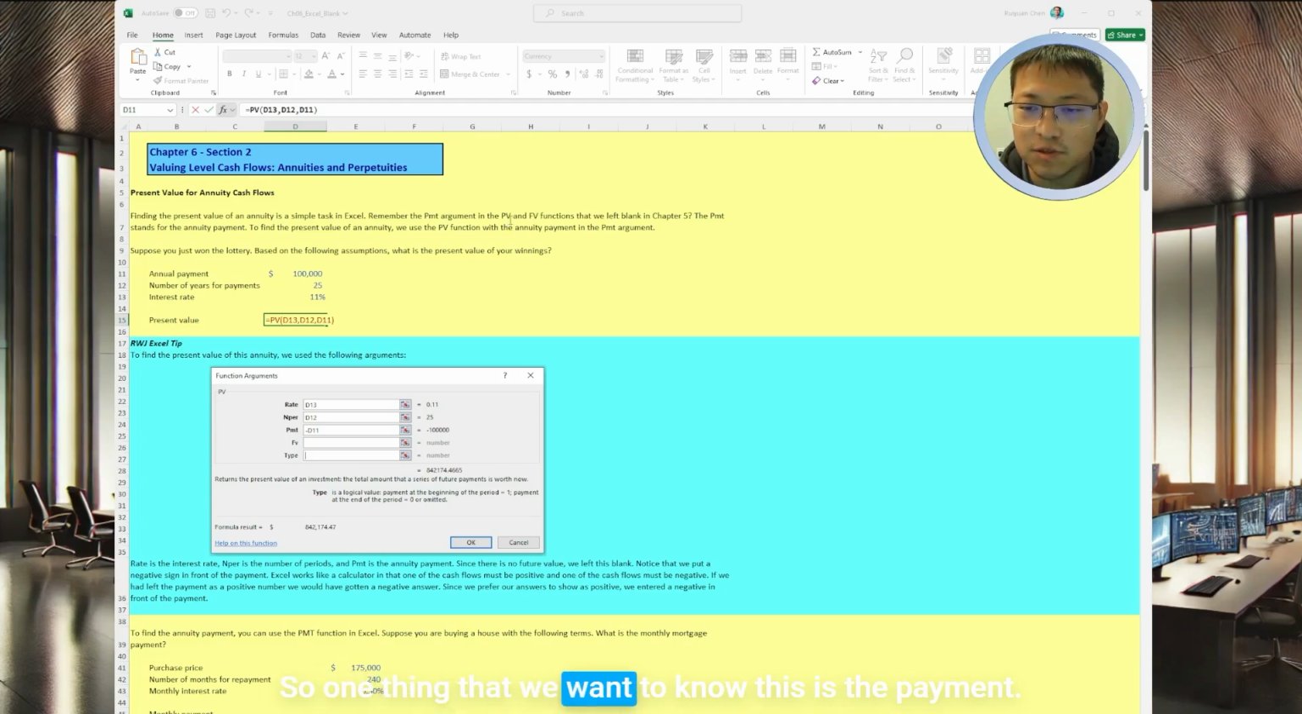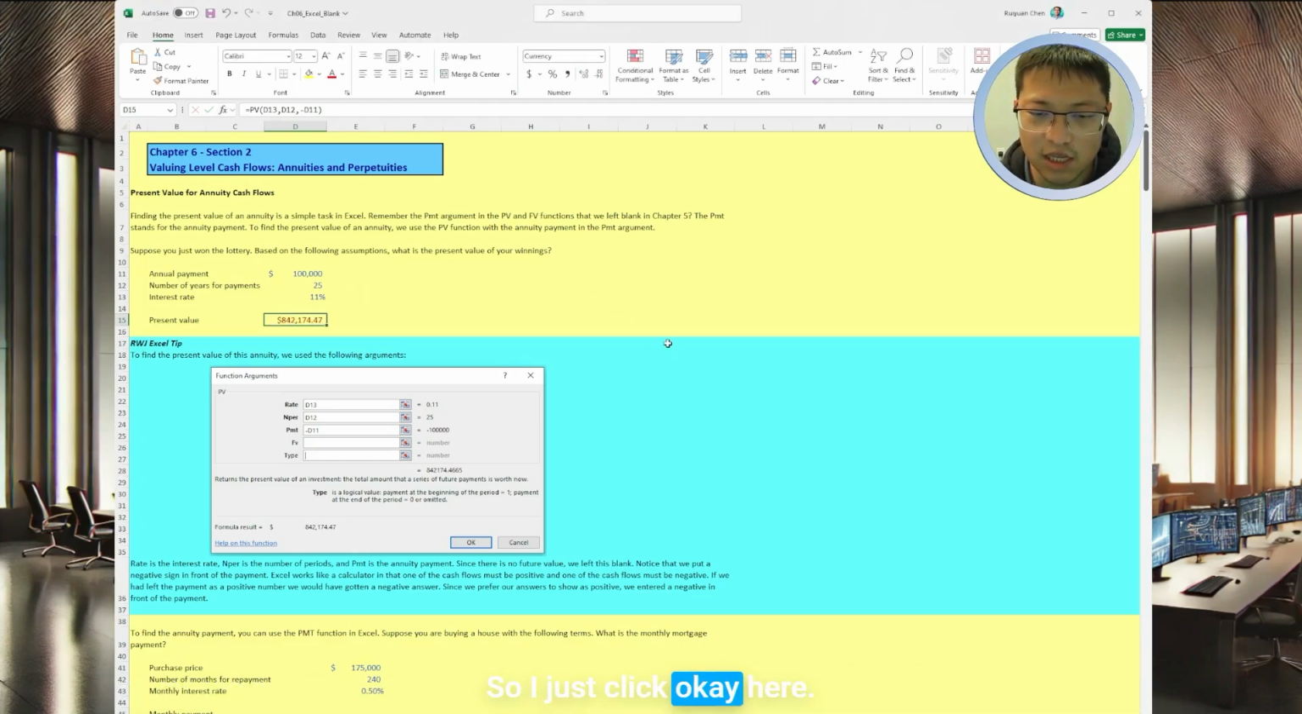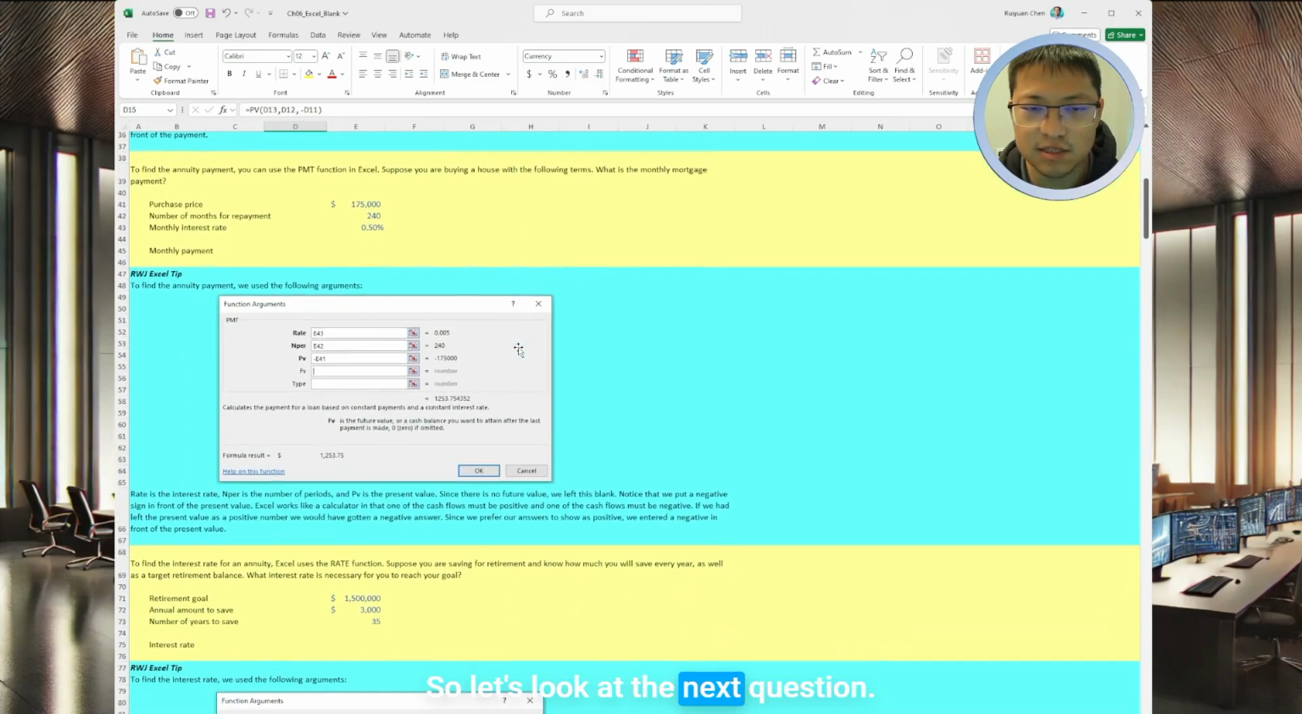So one thing that we want to notice is the payment. We want to put a negative sign in order to get a positive sign for the present value. So just click OK here. So the present value for this lottery is $42,170.47.